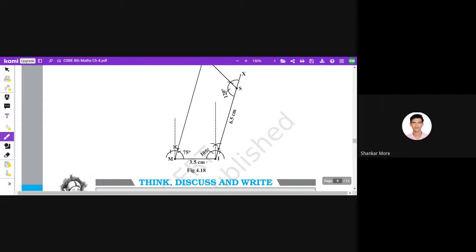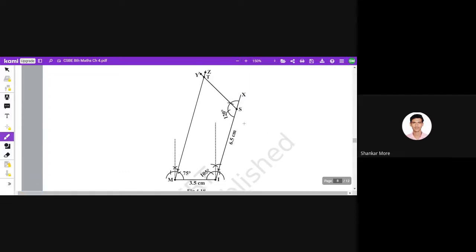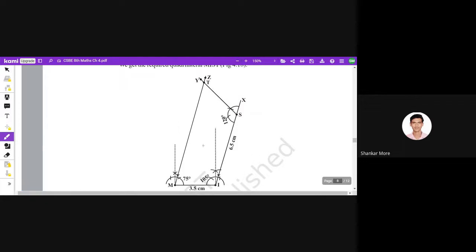So we have our unique quadrilateral in which MI is 3.5, IS is 6.5, and angle M is 75 degree, angle I is 105 degree, and angle S is 120 degree. So जो सारे measurements हमें दिए थे that are satisfied here, and we have drawn a quadrilateral.